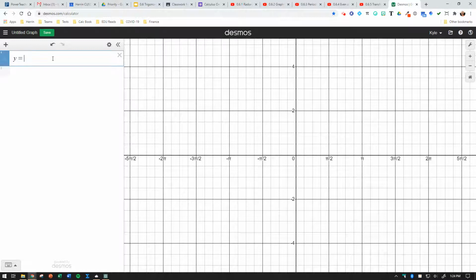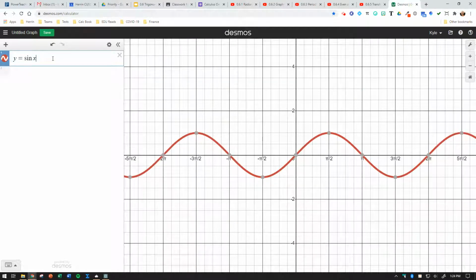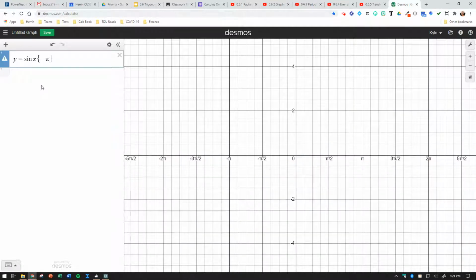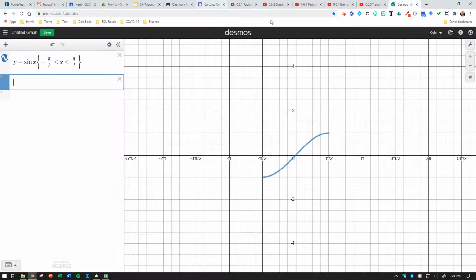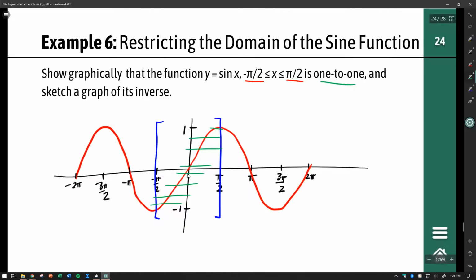So I want to graph y equals sine of x. There it is. In fact, let's change it to blue so it matches with what we're used to. Done. But if we want to restrict the domain, here's how that works. You want to type a brace, and then we're going to say from negative pi over 2 less than x less than pi over 2. And that's basically what we got, except ours was stretched out a little bit more because I'm bad at drawing coordinate grids, but we're going to have to live with that.